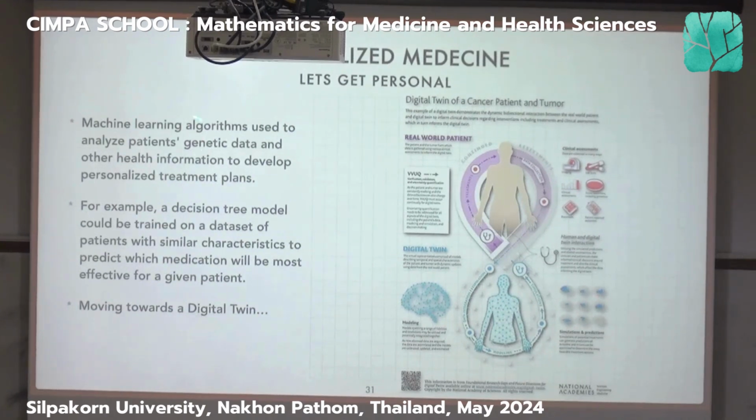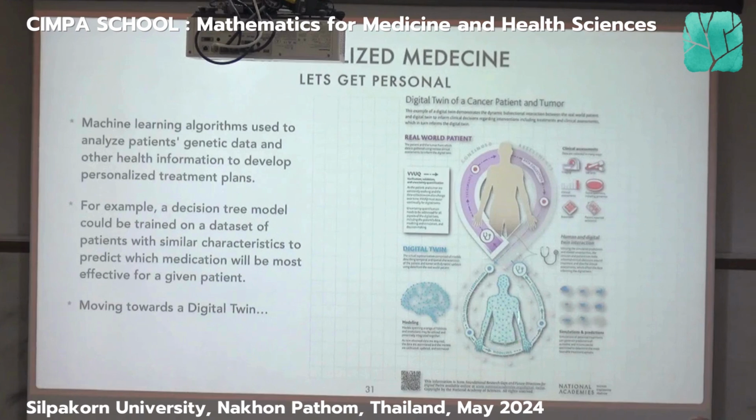A lot of machine learning algorithms can be used to analyze, for example, genetic data and health information to develop what's called personalized treatment plans. This is individual, but it could be a population, it could be a region, it could be old people, young people, poor people, rich people, it could be Chinese, it could be China, it could be Thailand.